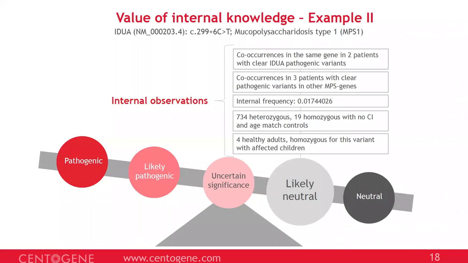Very important is that at the same time, we have identified 4 healthy adults. All of them were homozygotes, and all of them, in fact, were parents of children with MPS suspicion. So at the end, based on all these cumulative observations, we reclassified the variant as being likely neutral.